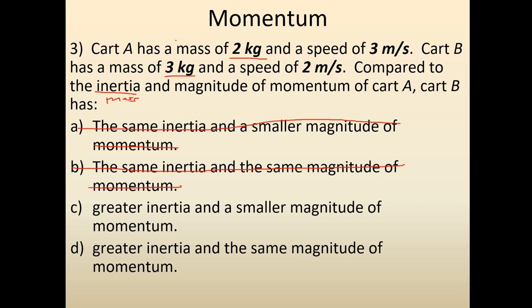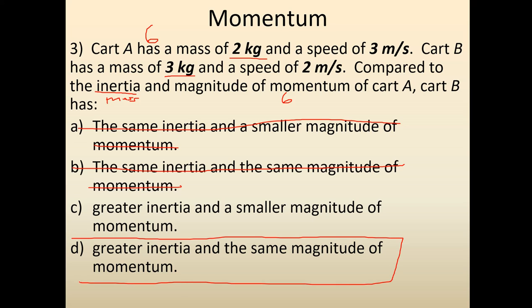So now we have to compare their momentums. So momentum of cart A, 2 times 3 is 6. Cart B is 3 times 2, which is also 6. So they have the same momentum. So the answer is D.